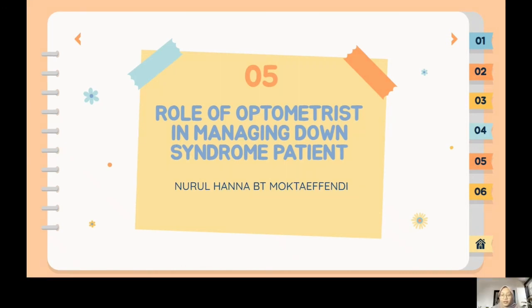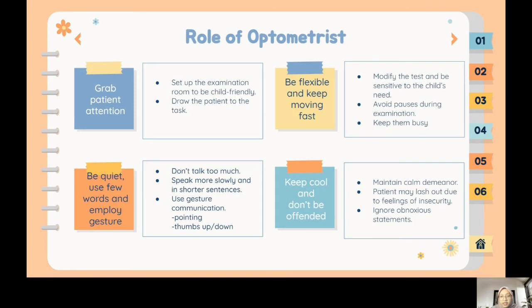Assalamualaikum and hi, my name is Hana and I'm going to explain the role of optometrist in managing Down syndrome patients. So first, the most important thing is to grab patient attention. To attract children, we must set up the examination room to be child-friendly. For example, we can provide a room with toys, books, miniature table and chairs. This will create a fun, playful and non-threatening environment and make them feel more comfortable.